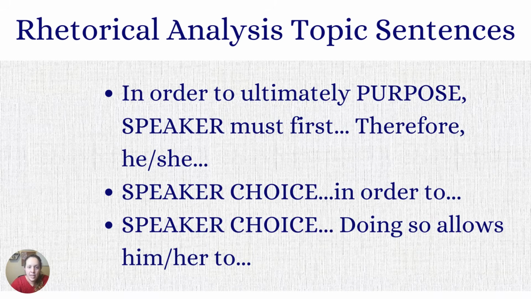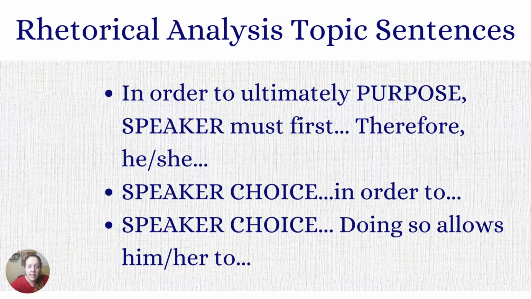Here are some other options in case you don't like the previous ones, or in case you just want to change it up every once in a while. One that I personally really like is this top one. In order to ultimately, and then you say the specific purpose, speaker must first. And so you're thinking about, okay, their end goal is to do this. So therefore, to get there, they first have to do this. And then you could add therefore he or she and then finish the sentence there as well. So sometimes topic sentences might be a two-part topic sentence, and that's okay.